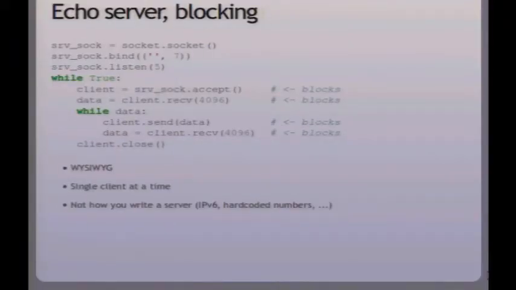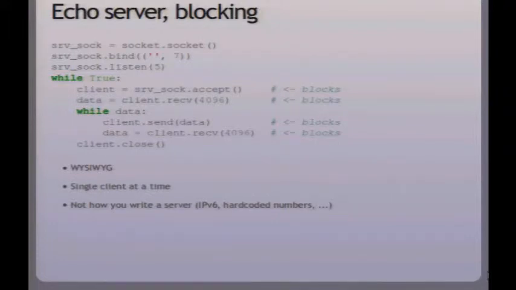When you'd like to write a server for that, a first go would probably be something like this. You create the socket again. This time it's a server socket, so you bind it to listen to an address. The tuple that you pass in has an empty string, which means listen on all interfaces of your server or whatever device you've got, and listen on port 7. That's the standard port for the echo service.